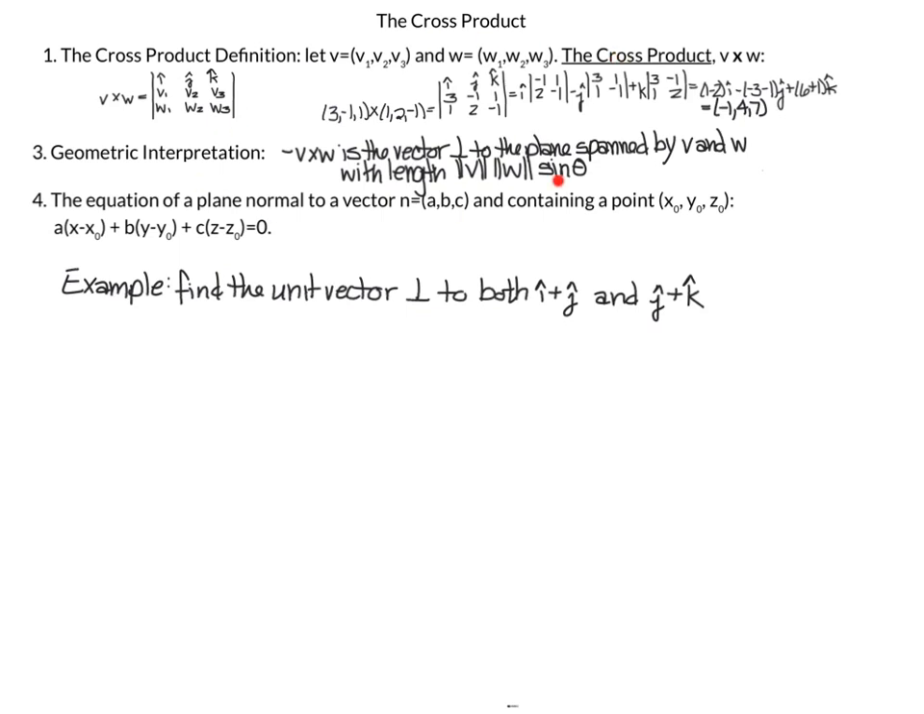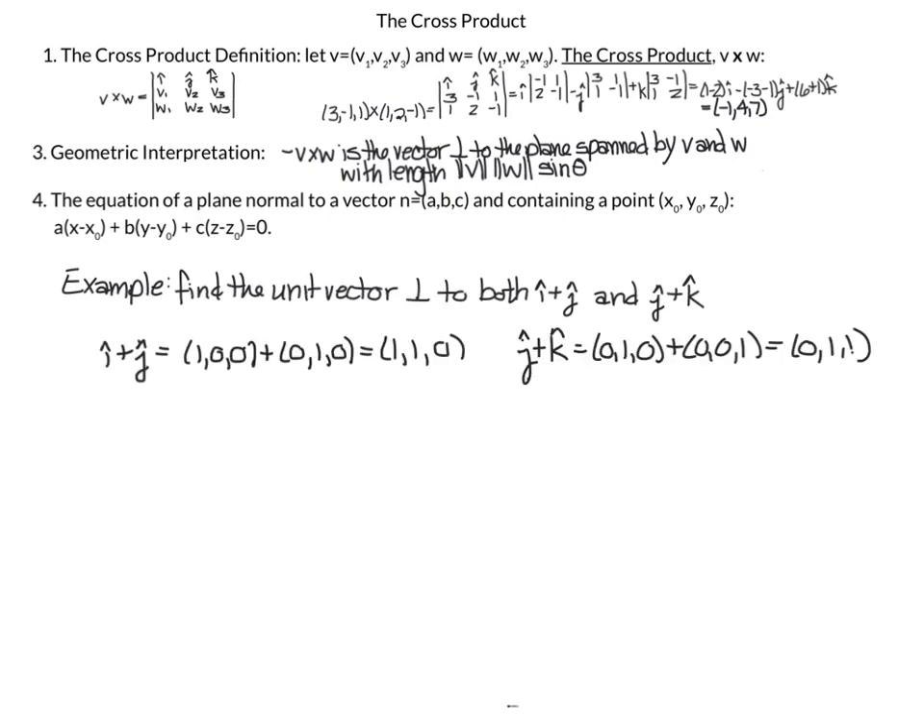I kept some notes here for your reference, and we're going to work a couple of examples. So the first one is to find the unit vector perpendicular to both i plus j and j plus k. We are going to start by noting i plus j is equal to 1, 0, 0 plus 0, 1, 0. Remember, this i is the unit vector in the x direction, j is the unit vector in the y direction, so we get 1, 1, 0.